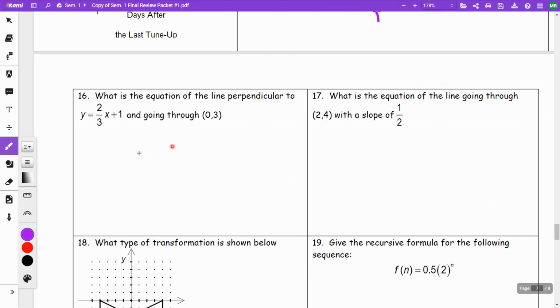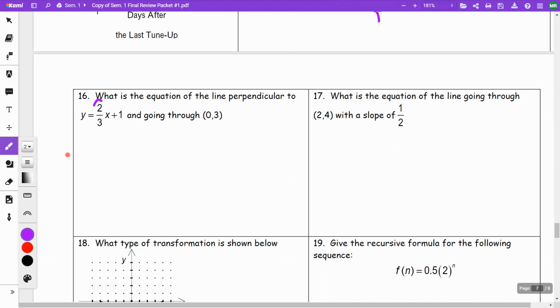This one, what is the equation of the line perpendicular? So perpendicular, I'm going to take the slope. I'm going to flip it and change the sign. So -3/2. And then they gave me the y-intercept. So y is equal to -3/2 x plus 3.